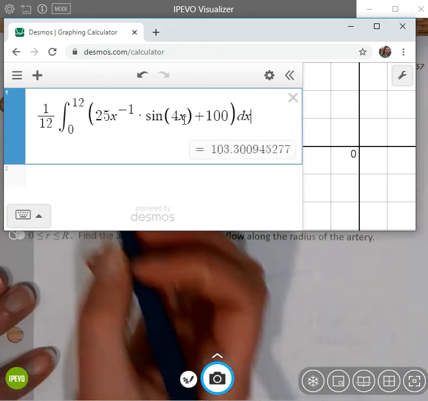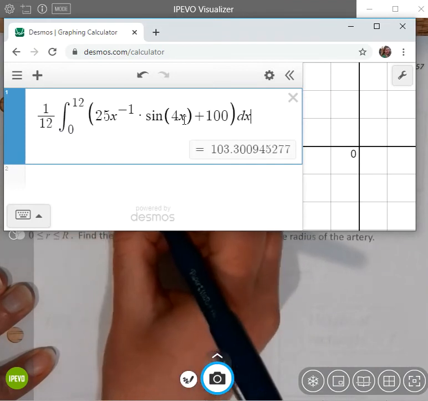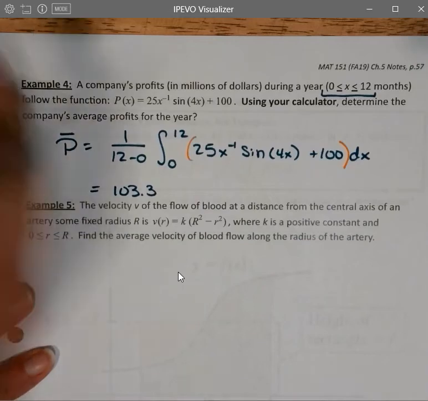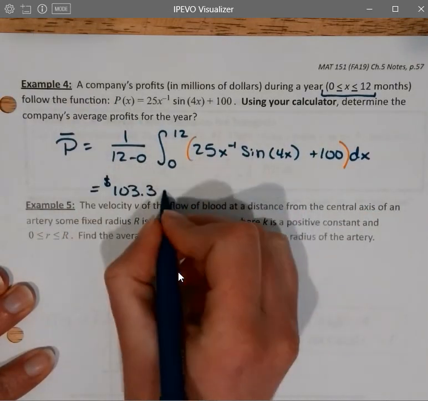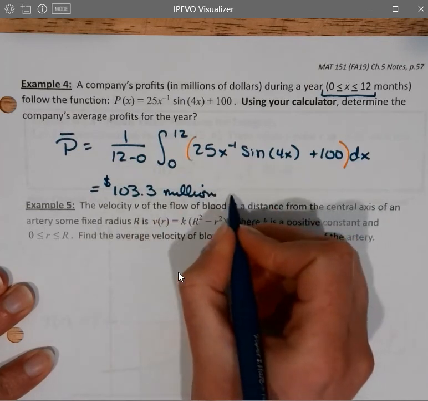Okay, so this gives us an average value of 103.3. I'll round it there because of those zeros. And since this is in millions of dollars, we would put back on there $1 million for our units. The average profit was $103.3 million during the year.